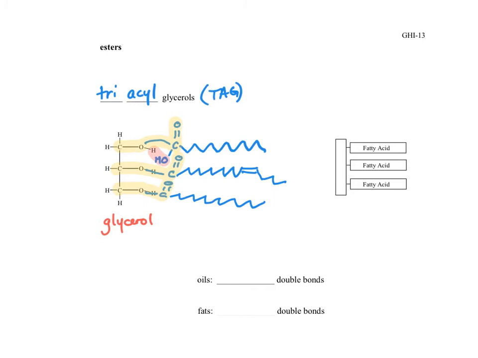Now, we can understand where the tri comes from because we've got 3 fatty acids attached to glycerol. But what about this last part? What about the acyl? What does that mean? Well, acyl is simply when you have some kind of a carboxylic acid attached to something else. After all, these are no longer fatty acids. They're no longer carboxylic acids. They're embedded or linked into an ester. So in that case, we call them acyl groups. So this is 3 acyl groups attached to a glycerol.